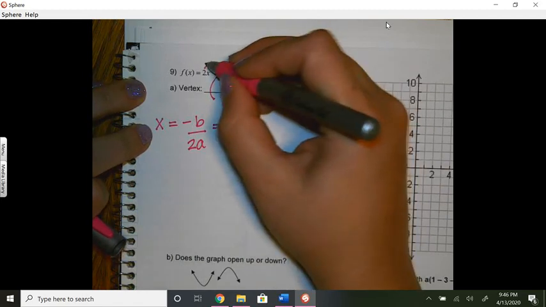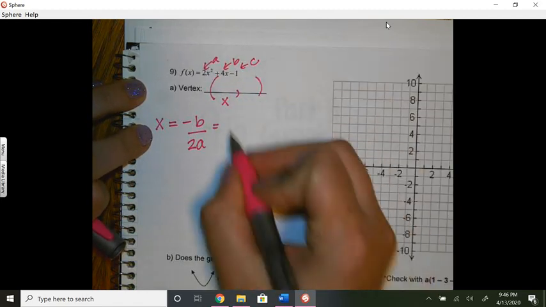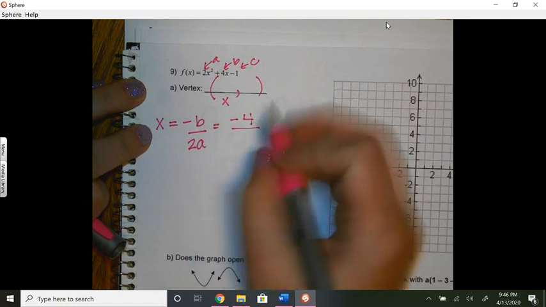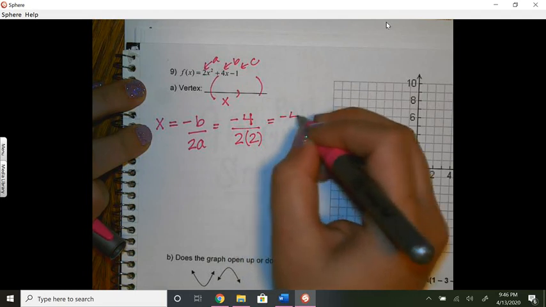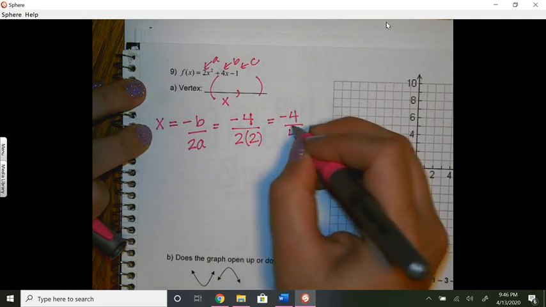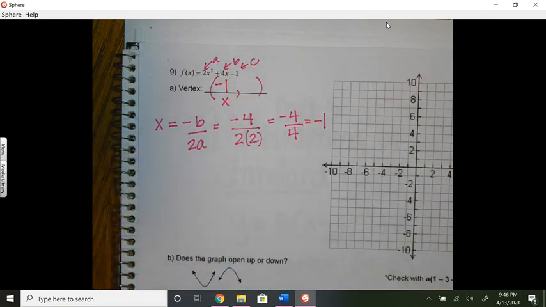So this is a, this is b, and this is c. So it's negative 4 over 2a. And then negative 4 divided by 4 is negative 1. So we just found out that the vertex's x value is negative 1.